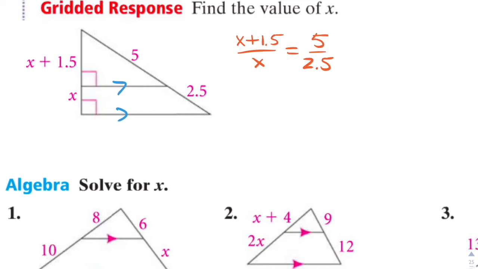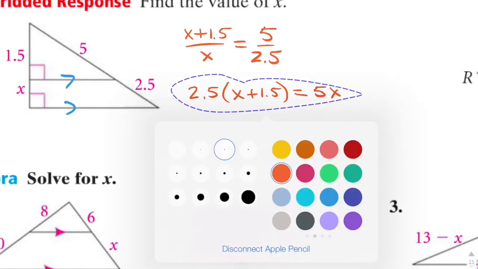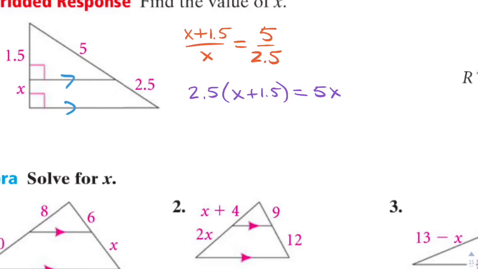So we are going to find our cross products. 2.5 times x plus 1.5 equals 5x. Just finding the cross products here. Let's change the color. Let's show some depth. We're going to do this is to that. Okay, so we get 2.5x. Let's see, 2.5 times 1.5 is 3.75.